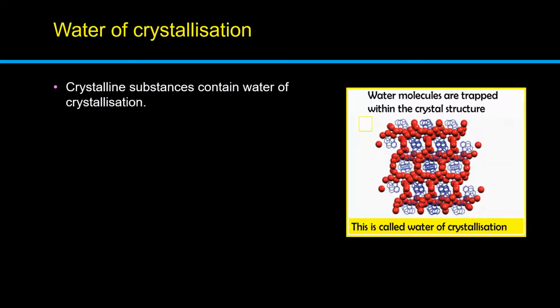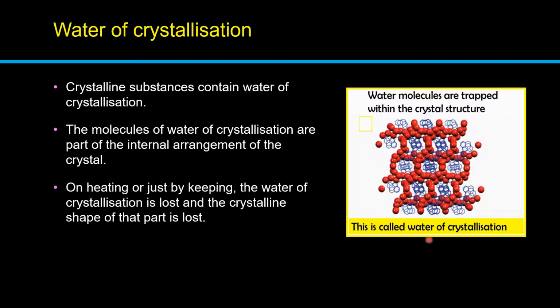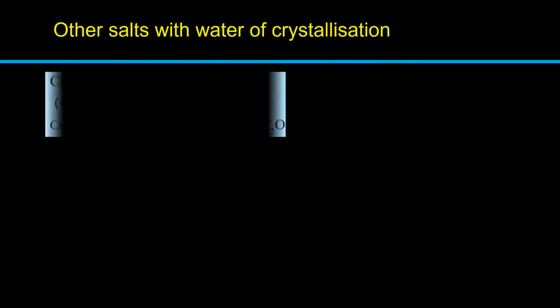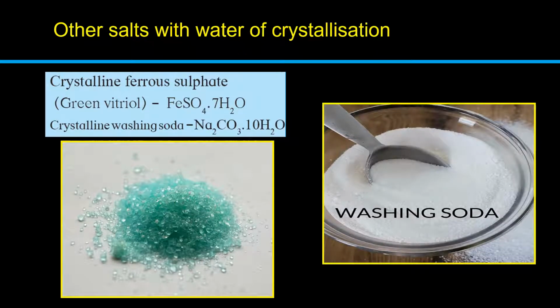Crystalline substances contain water of crystallization. The molecules of water of crystallization, as you are observing in the picture, are part of the integral arrangement of the crystal. On heating or just by keeping, the water of crystallization is lost and the crystalline shape of that part can be lost. Apart from copper sulfate and alum, other salts with water of crystallization are ferrous sulfate, which has 7 molecules of water, and crystalline washing soda.